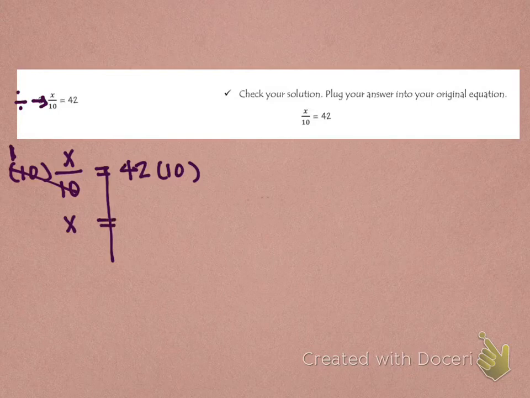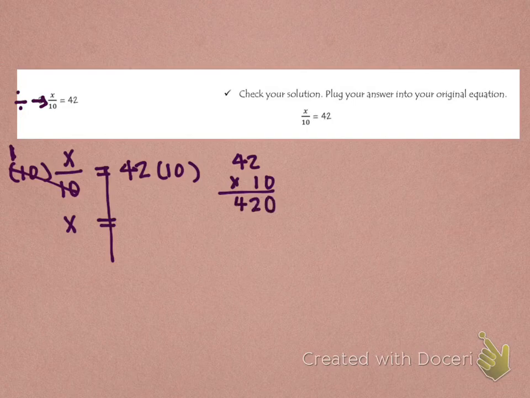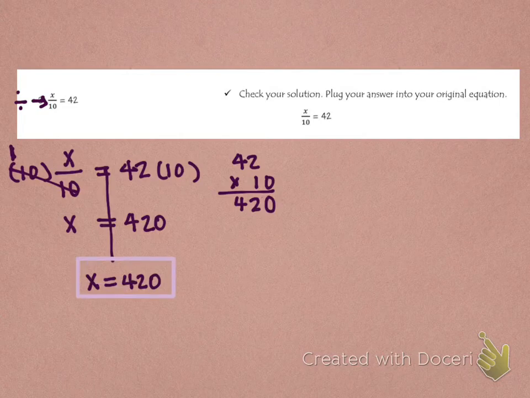Equals, and then 42 times 10. So 42 times 10, that's 2, 4, and I can bring down this 0, is 420. So x equals 420. And I can plug this in to check if that is correct. So here I have x divided by 10. So instead of x, I'm going to put 420 on top. Divided by 10 equals 42.